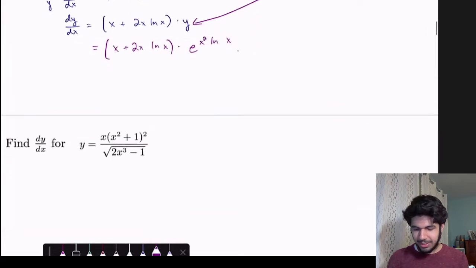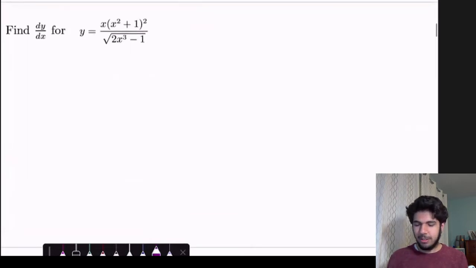Cool. Let's do this one. Find dy dx for y equals that. And perhaps you're pausing for a moment and you're like, I don't see a natural log.